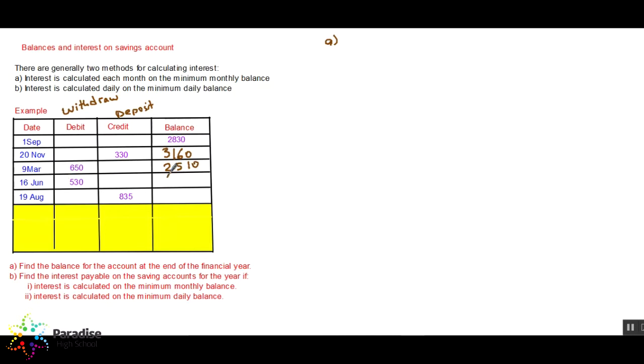Then again on 16th of June, you withdraw 530 kina. That makes 1,980 kina in your balance. On 19th of August, you deposit 835, so plus 835, that makes 2,815 kina. So at the end of 19th of August, you have 2,815 kina in your account. That's the answer to the first question. So A is 2,815 kina.